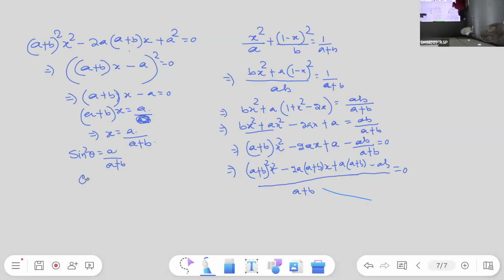Then cos square theta, what is that? Cos square theta is equal to 1 minus sine square theta, which is equal to 1 minus a upon a plus b, is equal to b upon a plus b. So sine square theta is equal to a upon a plus b. Cos square theta is equal to b upon a plus b. Now we have to find out sine to the power 8 theta upon a cube plus cos to the power 8 theta upon b cube. Okay.